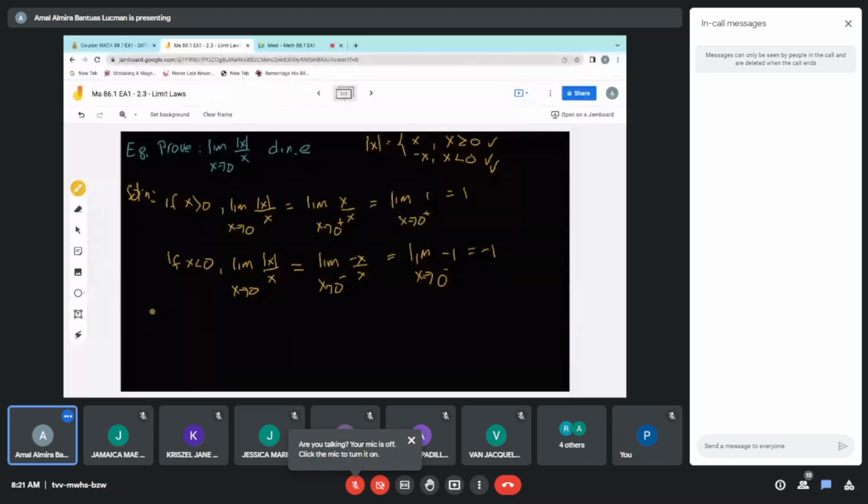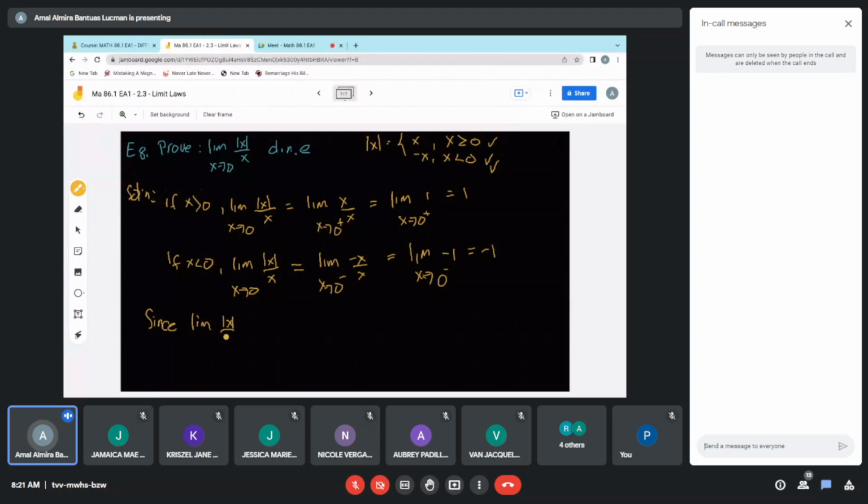Since the limit of the absolute value of x over x as x approaches 0 from the right is not equal to the limit of the absolute value of x over x as x approaches 0 from the left, then the limit of the absolute value of x over x as x approaches 0 does not exist. Nakasabot, class?